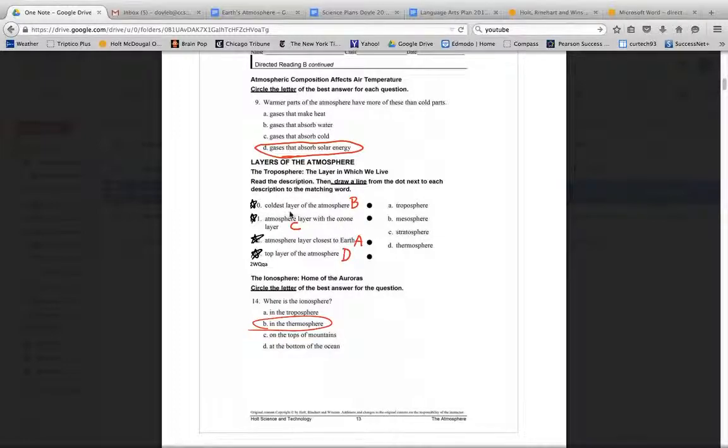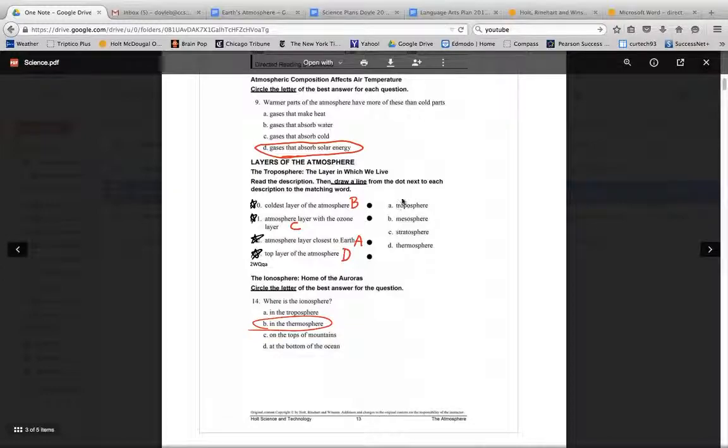All right, this is really important here, so make sure we have correct answers. Ten, the coldest layer of the atmosphere is B, the mesosphere. Eleven, the atmosphere layer with the ozone layer is C, stratosphere. Twelve, the atmosphere layer closest to the Earth is A, troposphere. And the top layer of the atmosphere is D, thermosphere. These are really important that you know these four layers and their descriptions.